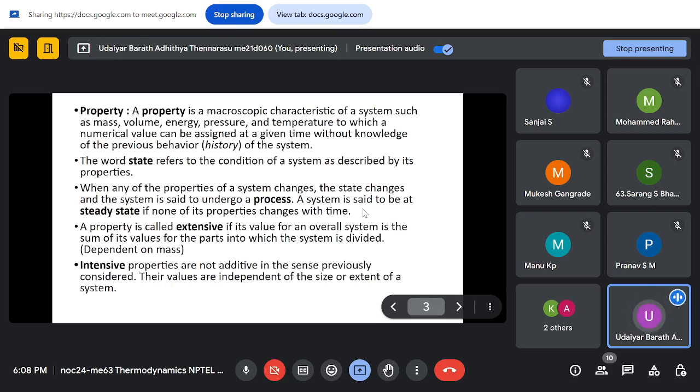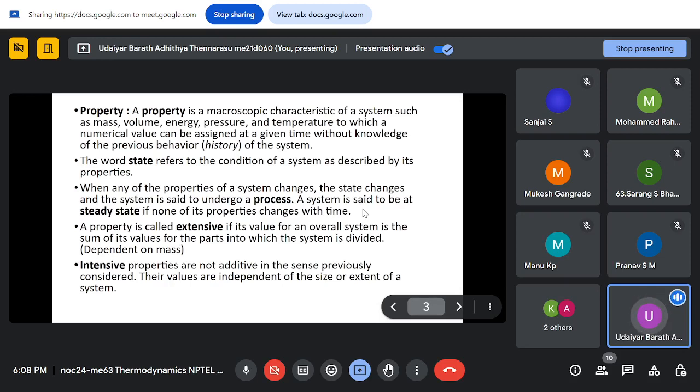Another example which you can give is your atmospheric pressure. Your atmospheric pressure is at 1 bar. Now you close your room. You cannot say that the pressure inside the room is any different from the atmospheric pressure. So your pressure is still the same. So this pressure again goes to an intensive property. Another example of an intensive property is your temperature.